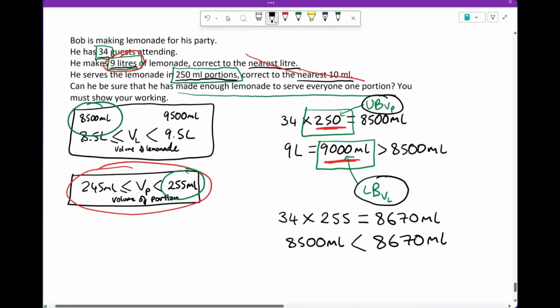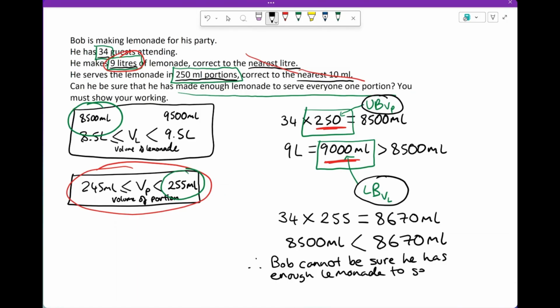So I can now make a conclusion, which is what you're expected to do. So I can say, therefore, Bob cannot be sure he has enough lemonade to serve everyone at his party. One portion.